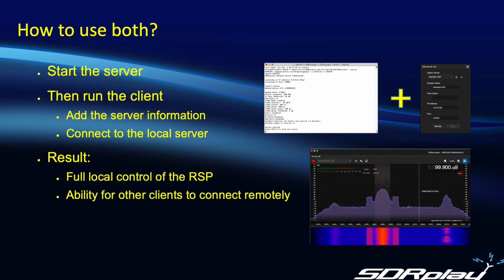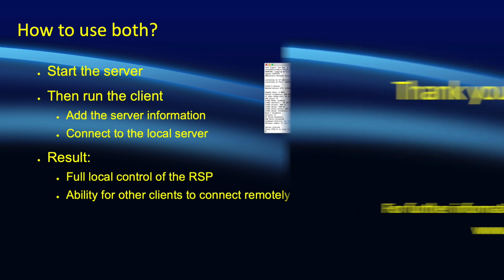So in summary, if you want to run both the server and have full local control of your RSP, first start the server and then run the client of SDRconnect, add the server information and connect to the local server. This will give you full local control of the RSP, but also you have the ability for other clients to connect remotely, either from your local network or perhaps for a friend connecting remotely via the internet. Please refer to the other videos on networking for more information.